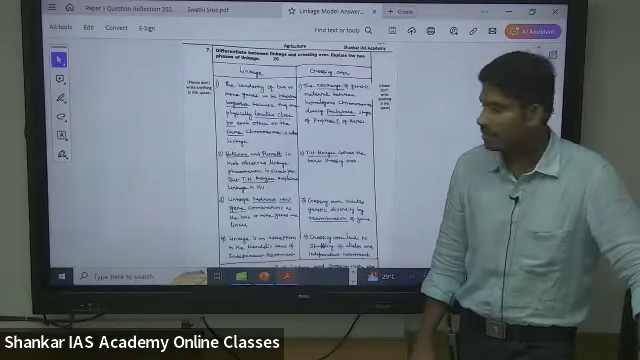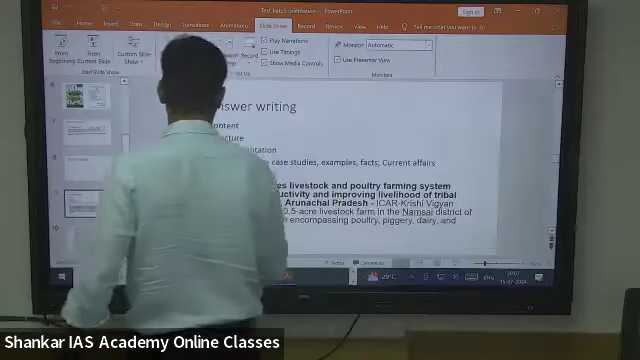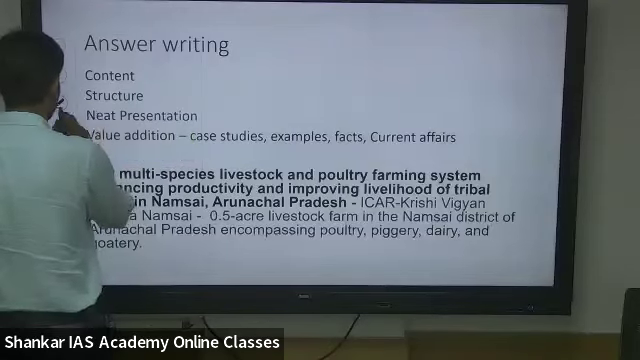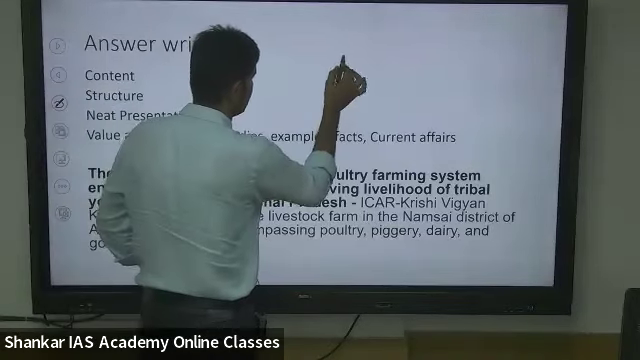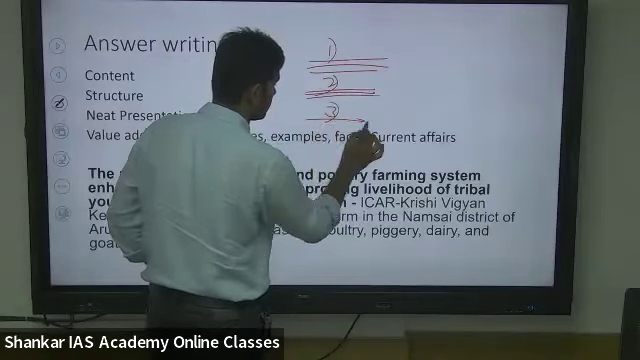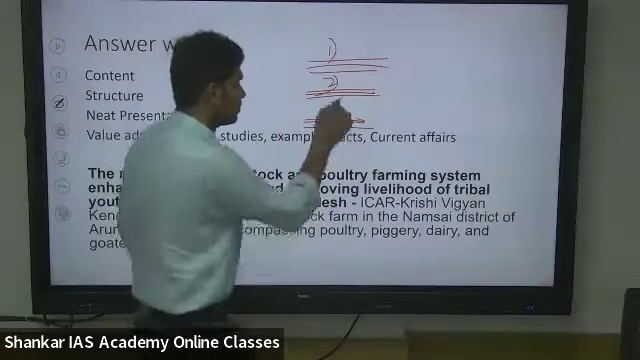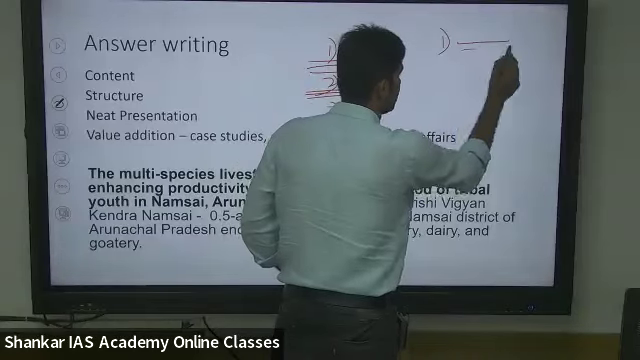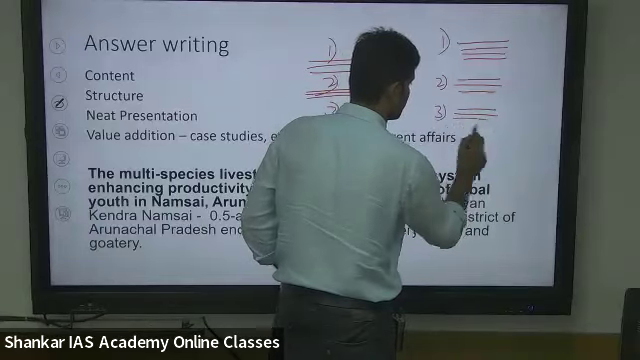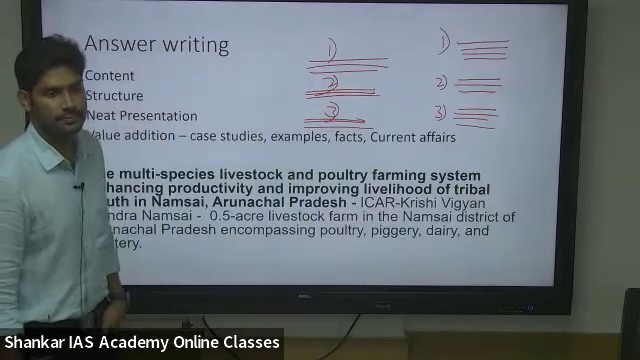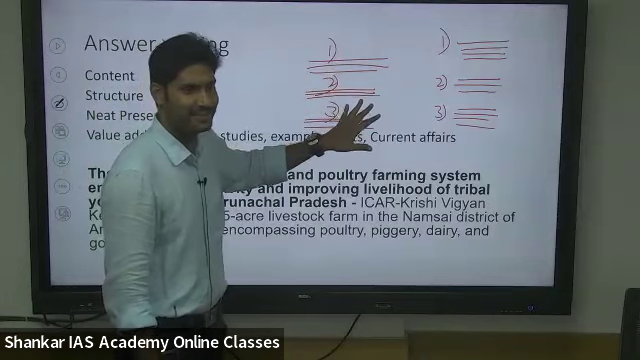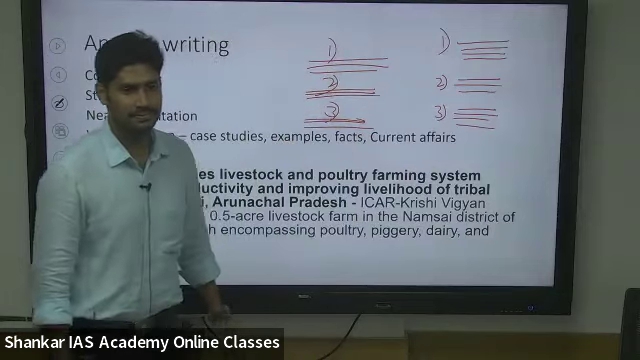So you should not write in this way, because many students write only points, but the problem is how they write them, in this manner. This is the problem. You should write in this way. It makes a huge difference. The content is the same, the points are the same, but the way of presentation differs.